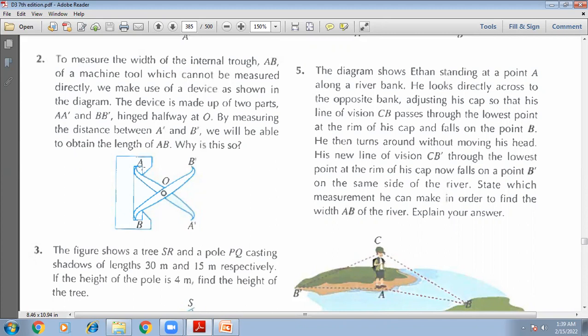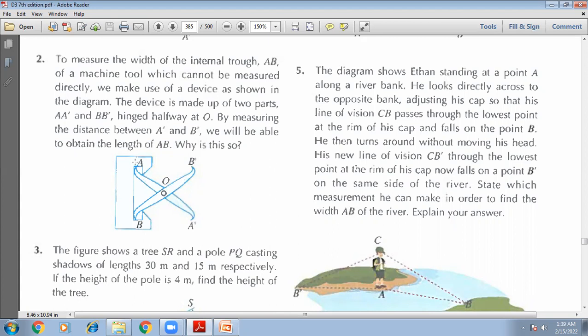And we have to prove that AB will be equal to A'B'. So the methodology is very simple. We will prove that the triangle AOB is congruent to the triangle A'OB'. For that purpose, you see the OA side will be equal to OA'. It's given. OB will be equal to OB'.